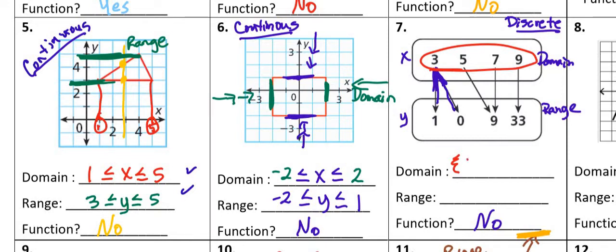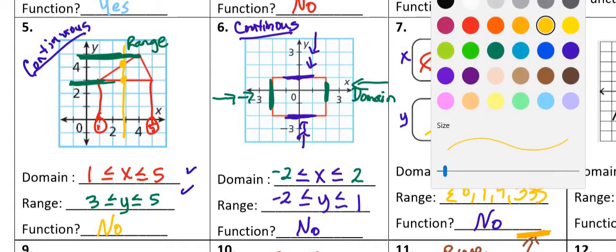So I have, and I'm going to write them in order, 3, 5, 7, and 9. Now I'm going to do the same thing to the ranges, and when I write them in order, I'm going to go from least to greatest. And remember, these are individual orders, so I go 0, 1, 9, 33. Okay?